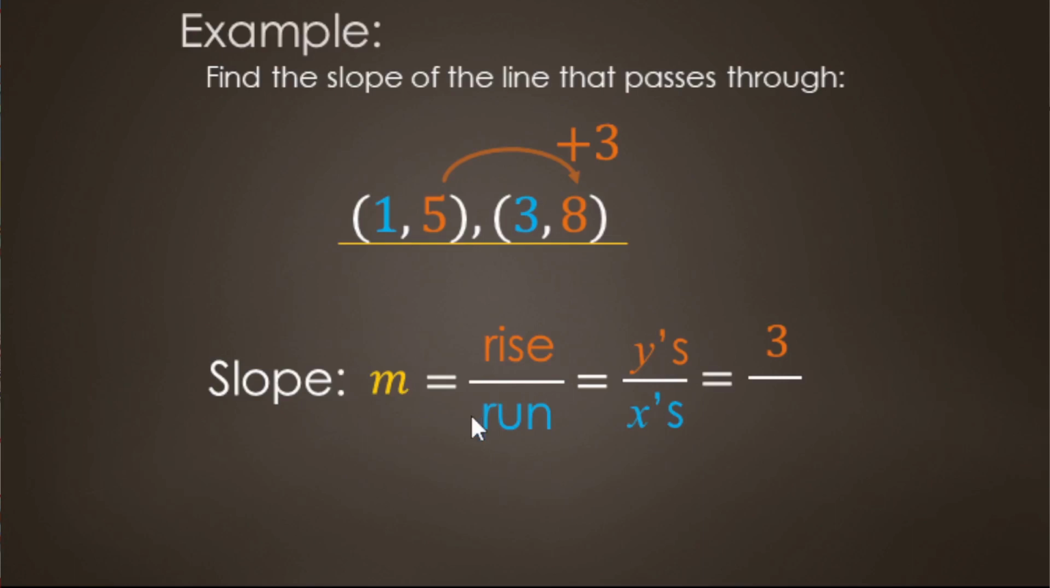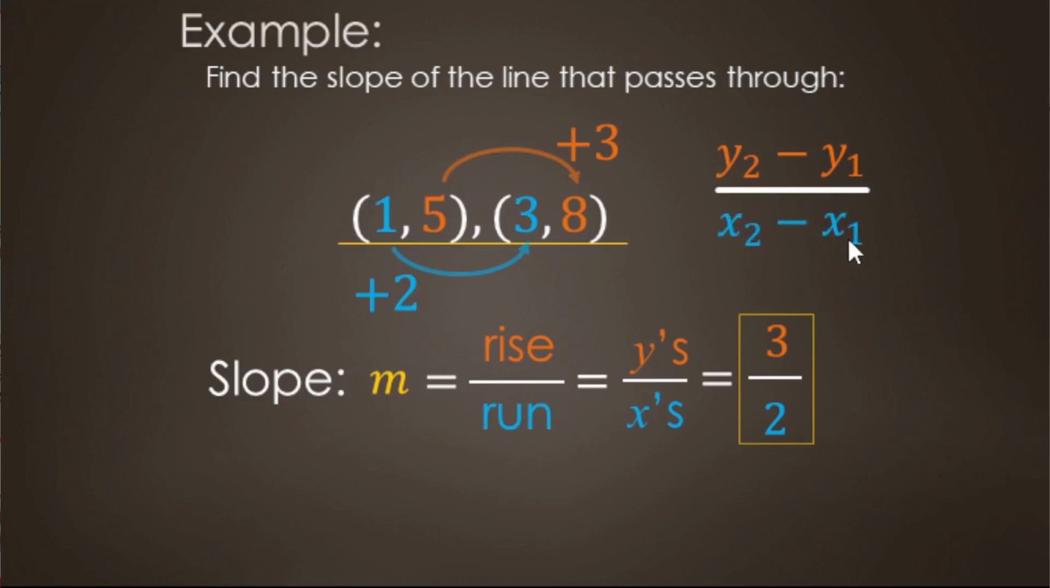And then for the run, that's going to be your difference or your change in x's. So that's the first number from each pair. So we're starting at 1, we're ending at 3. So how many more numbers did we use? Well, 1, 2, 3. So it's 2 more numbers to start at 1 and then end at 3. So there's going to be your slope, 3 over 2. Now, you can use this method here, which is really similar to the method that we used with the graphs, or you can use the formula. So that's going to be y2 minus y1 over x2 minus x1.